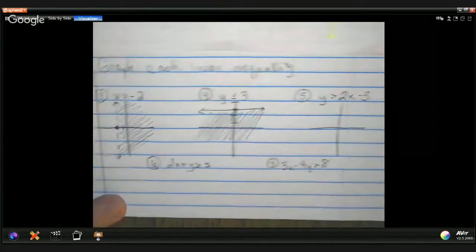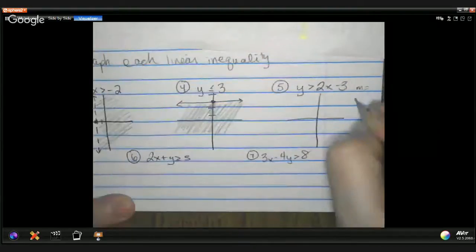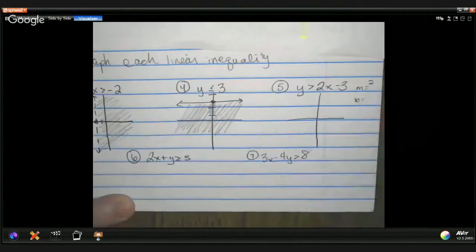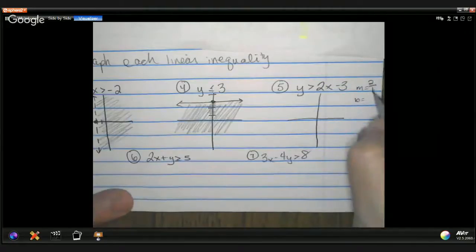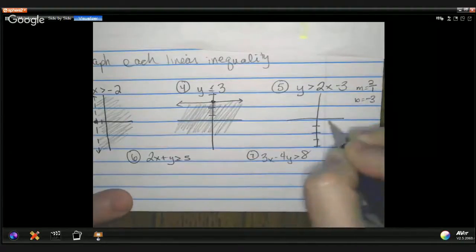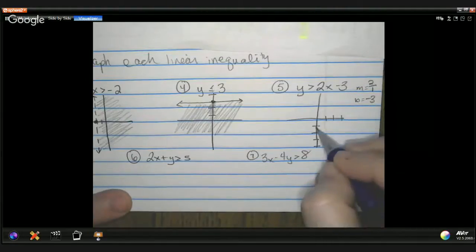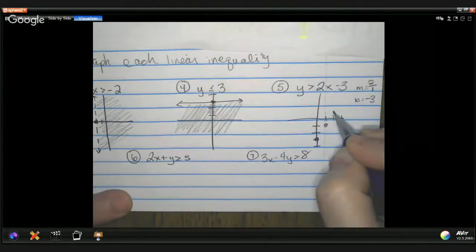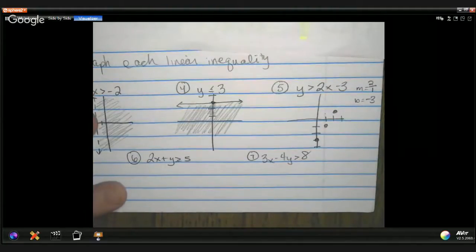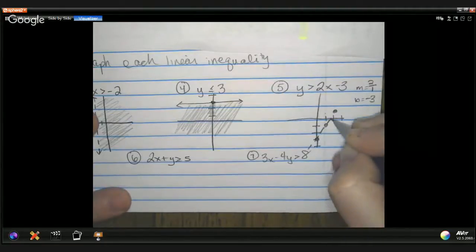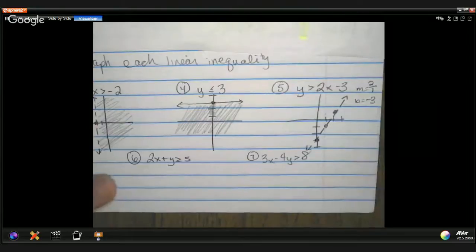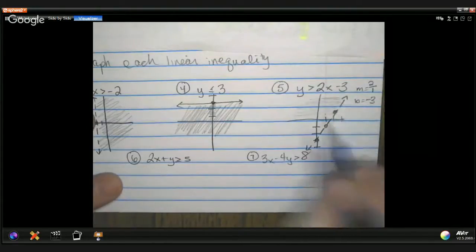All right, for number 5, I still would like you to find your m and your b. My m is 2, but again, it has to be a fraction because it's rise over run. So 2 over 1, and my b is -3. I'm going to start at my b, my beginning, which is my y-intercept. So I go down 1, 2, 3, and then I count my slope, up 2 over 1, up 2 over 1. That's probably good enough, 3 points. Now it's not equal to, so it's a dotted line. And we need to shade above because it's greater than.